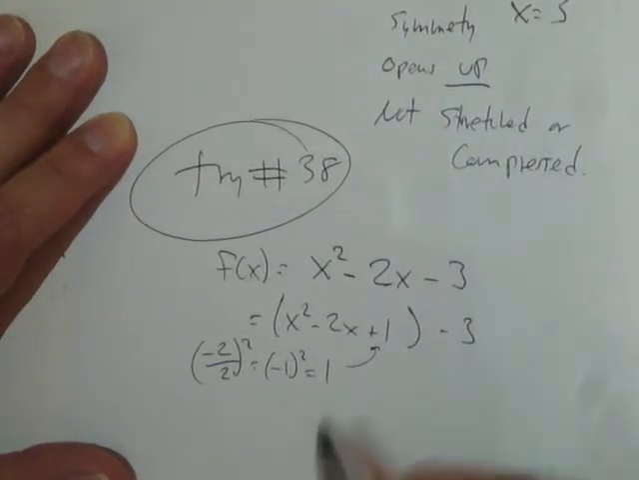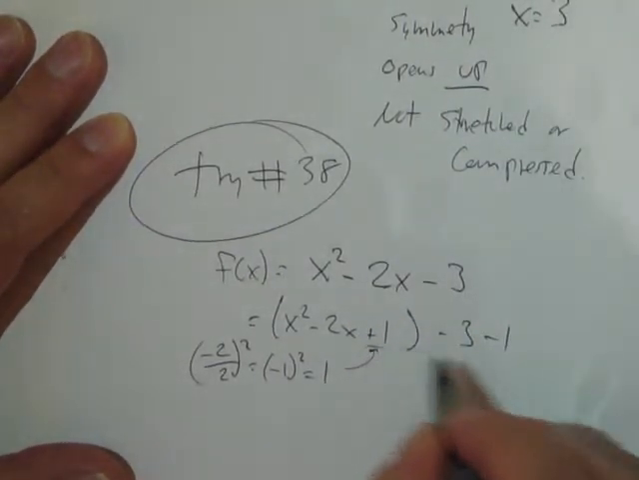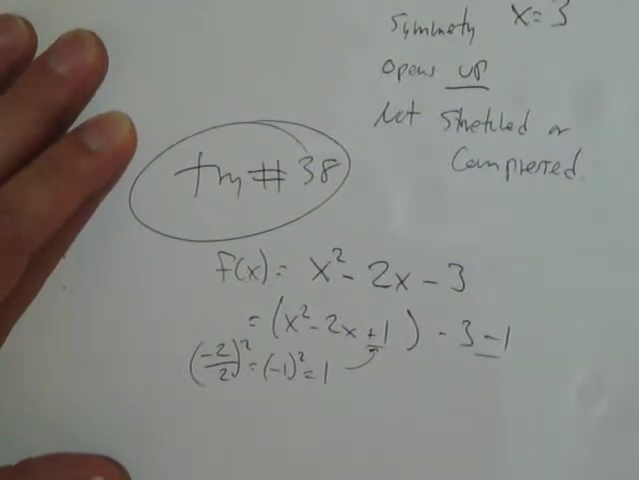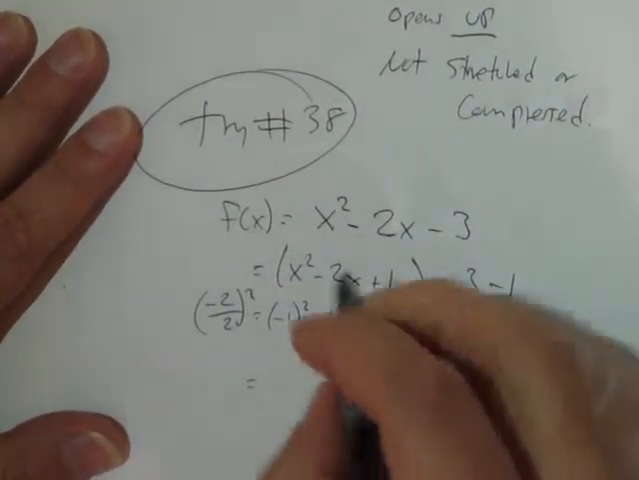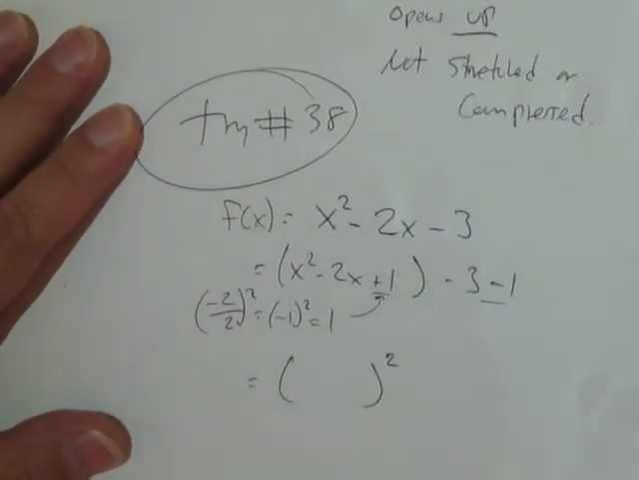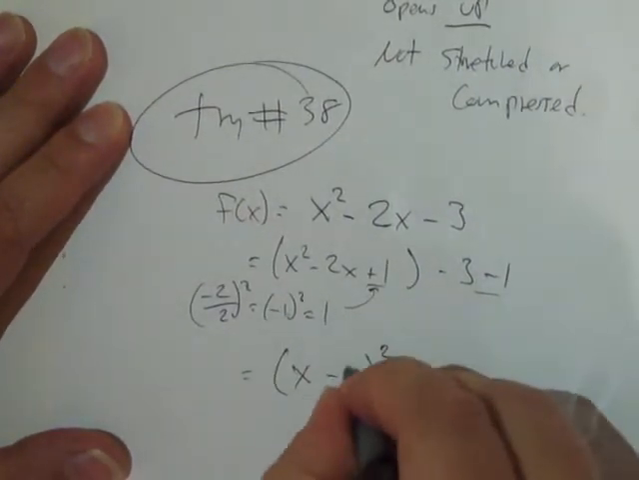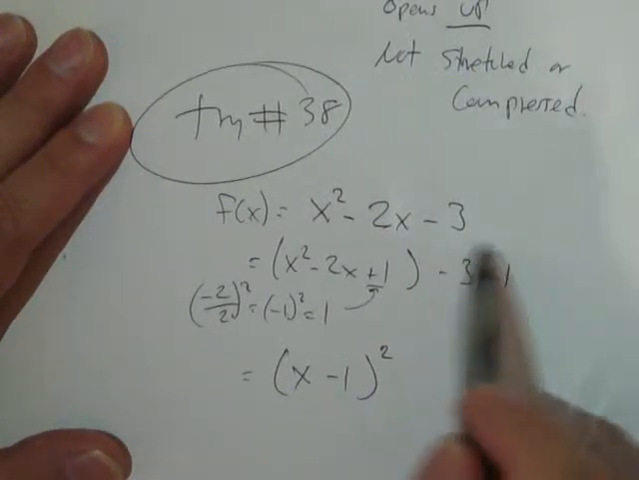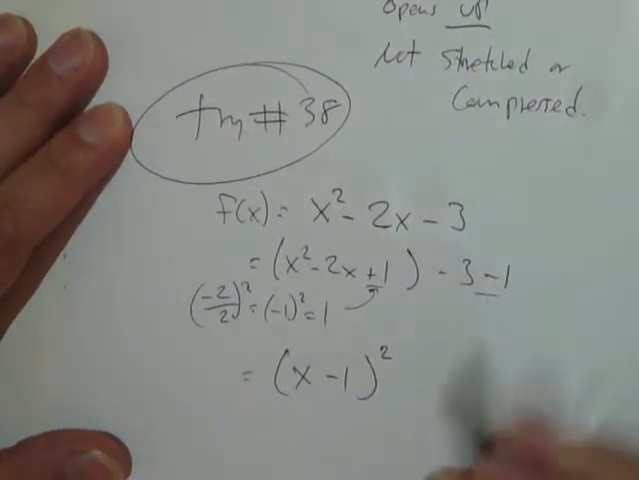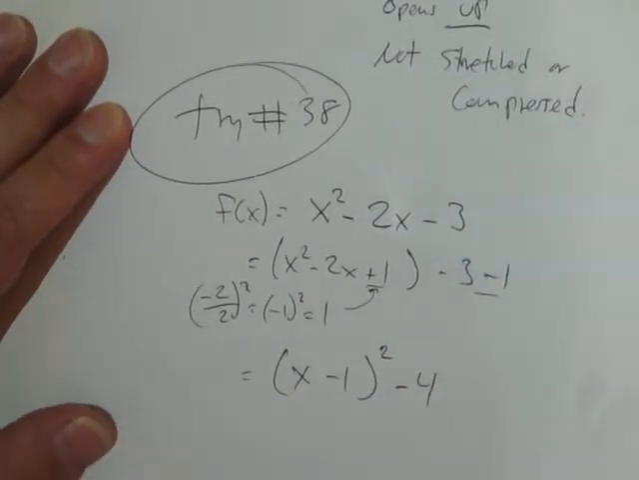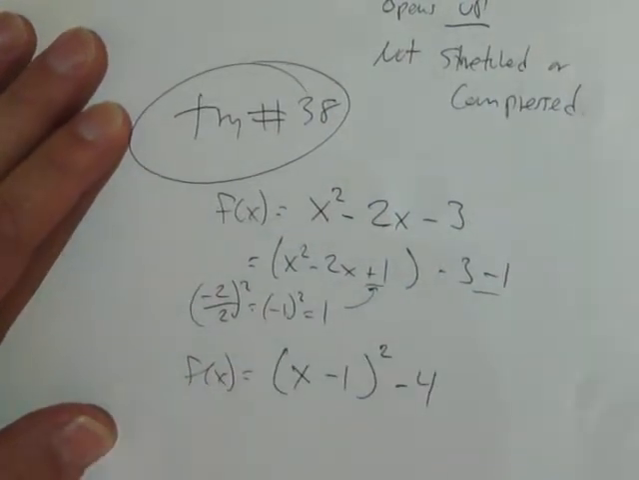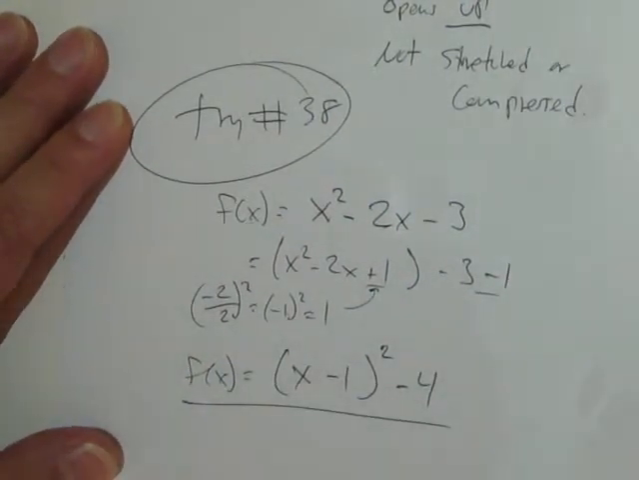We did plus 1 in here, so we got to do minus 1 out here. So that doesn't change the overall value of it. Now over here we've completed the square, so we can write it as something squared. And the something is going to be x and the minus 1 right there. And then whatever happens out here, it's going to be minus 3 minus 1, so that's a minus 4. So that's our vertex form of the parabola right there.